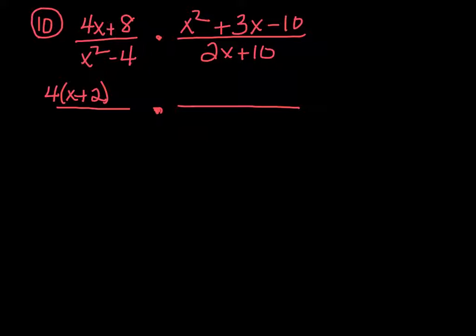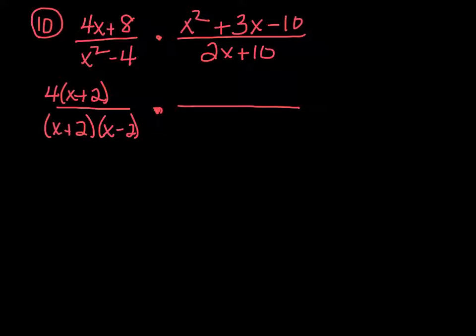Now if I look at the denominator of that same fraction, I see that I have the difference of two perfect squares. So that's going to be x plus 2 and x minus 2. All right, now let's look at the next fraction.